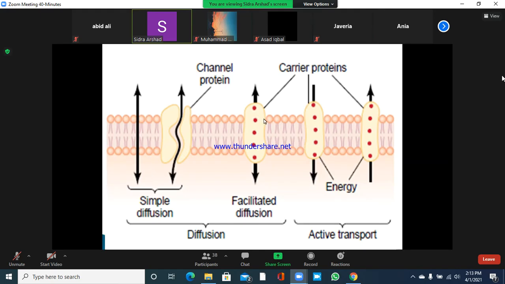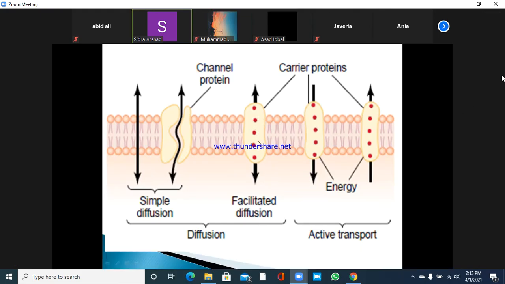The substance which is diffusing in or out interacts with the carrier protein. It binds with the carrier protein, and then it moves in or out along the concentration gradient. But it has a maximum limit to its rate of diffusion, which is known as Vmax. This limit exists because the molecules have to bind to these carrier proteins, so this factor limits the extent to which the rate of diffusion can increase.